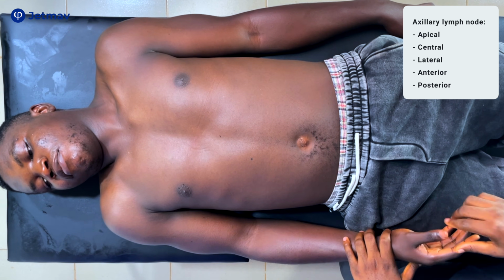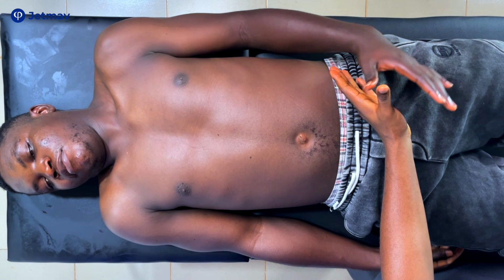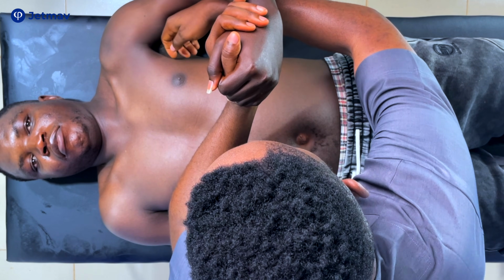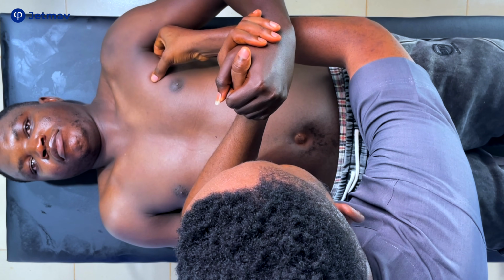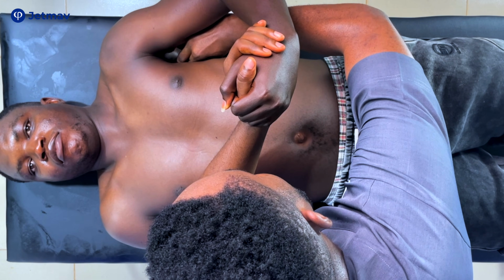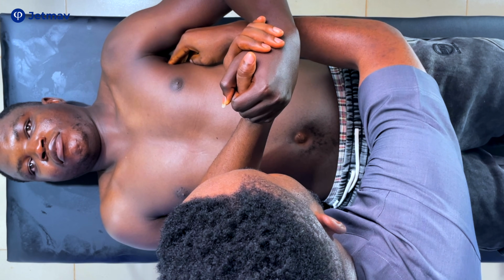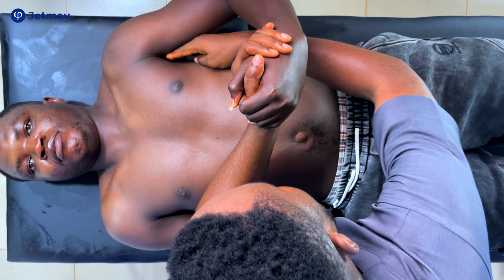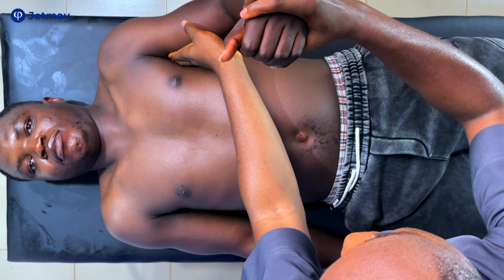Then you do the same for the other side. So the patient will hold your left. Can you hold my left? Okay? You do the same. So the anterior, the posterior, the central, the apical. Then you can use this to check for the lateral.